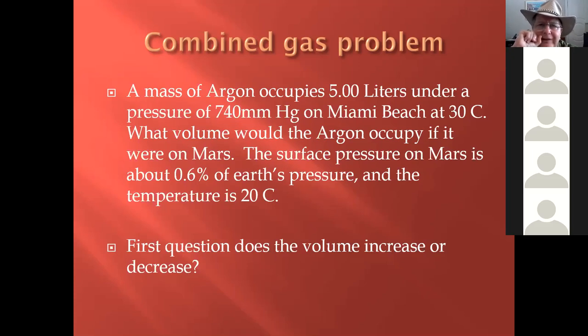If the pressure would increase and the temperature would go down, pressure increasing means smaller volume. Temperature going down means a smaller volume. That means that you're going to have a smaller volume overall. Does that make sense?